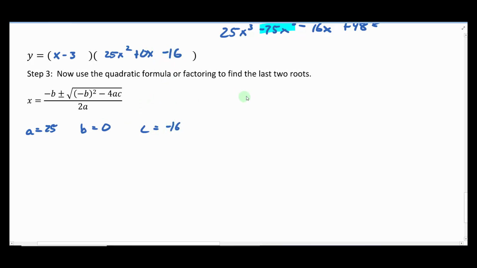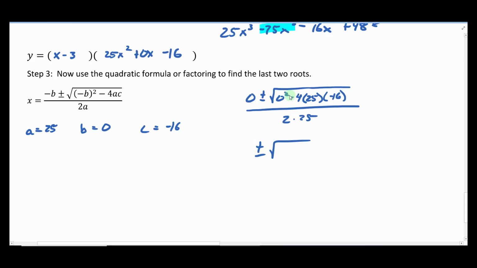So here we go, we've got negative b, so that's just going to be 0 plus or minus the square root of 0 squared minus 4 times 25 times negative 16 all over 2a. So that'll be 2 times 25. All right, so 0 plus or minus. We really don't need the 0, so we can just say plus or minus the square root. Now 0 squared is just 0.